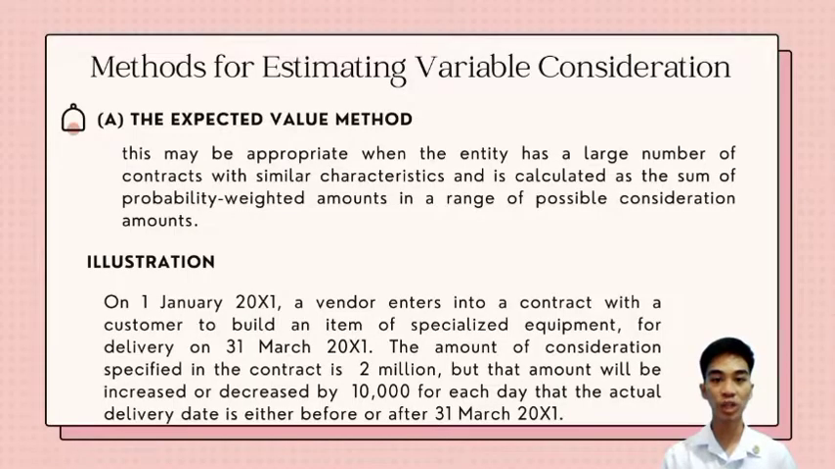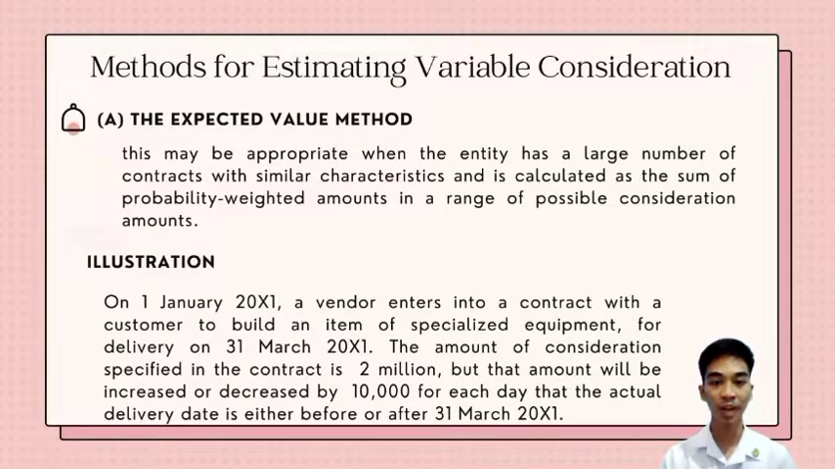When the consideration promised in a contract with a customer includes a variable amount, a vendor estimates the amount of consideration to which it expects to be entitled in exchange for the transfer of the promised goods or services. These are the two possible methods which can be used and which are required to be applied consistently throughout the term of each contract.